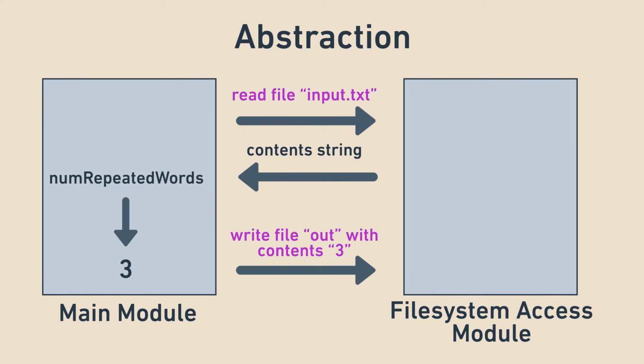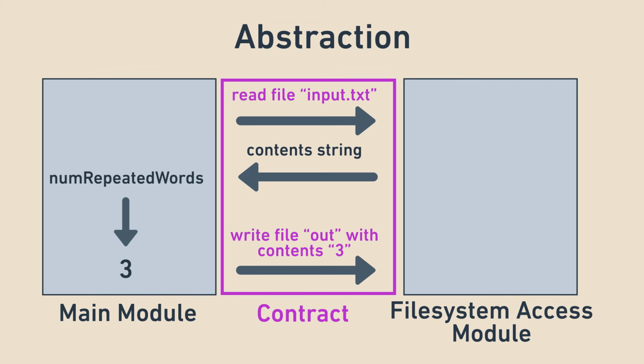In actual code, these commands are just function calls, but I'm talking about it this way for a specific reason. You can think of the commands as a contract between the main module and the Filesystem module, which is that if the main module says, "Do X," the Filesystem module will do it and return Y. For example, if you ask me to read a file, I will return a string.